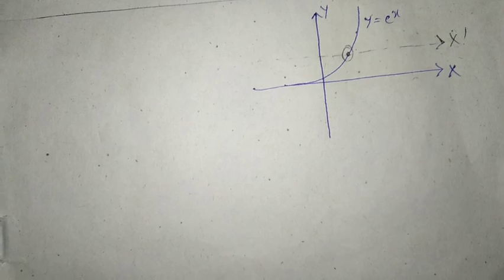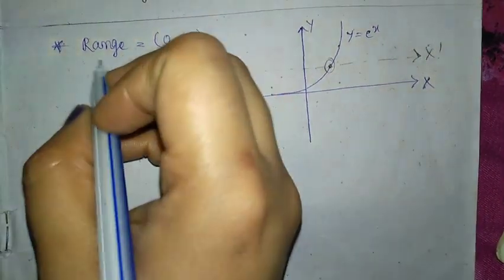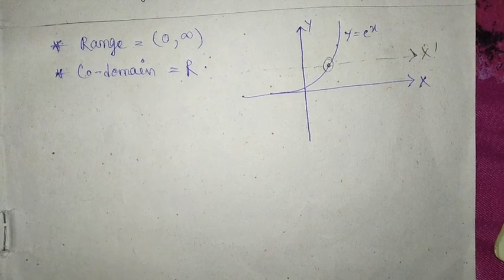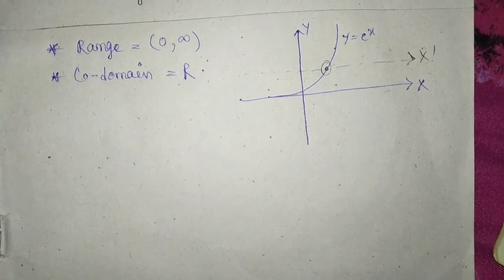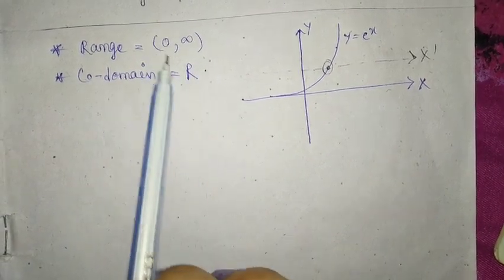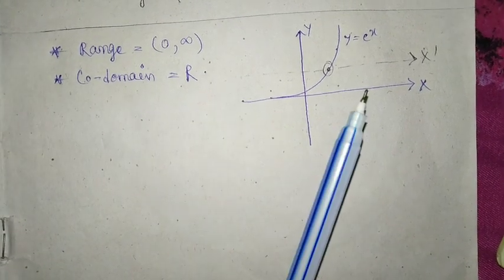Now for checking whether this function is onto or not, we are going to write first its range, which is equal to 0 to infinity. Okay, and its codomain is the whole real number set R. Fine, the real numbers consist of all the positive and negative values, but here the range consists of only the positive real numbers. So you can see that the range is not equal to the codomain, therefore it's not onto.